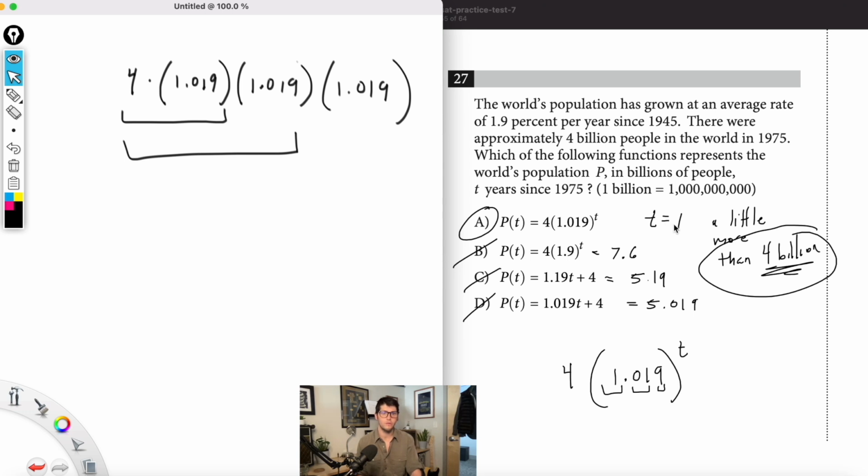But even if you don't know that, you can use estimation and you can say, well, look, when T is 1, I want a little bit more than 4 billion. I don't want 5. I don't want 7. So it's answer choice A. So there's number 27.